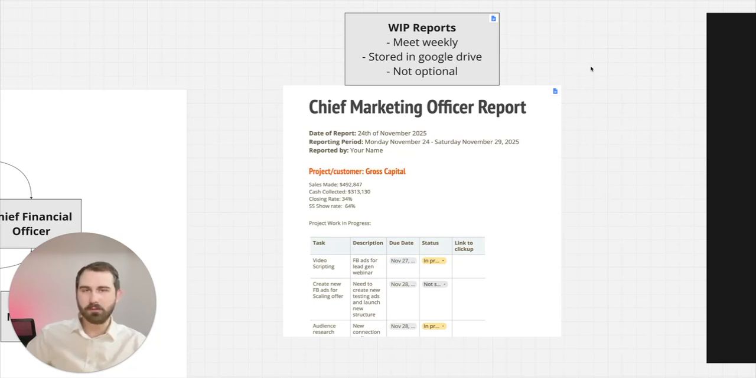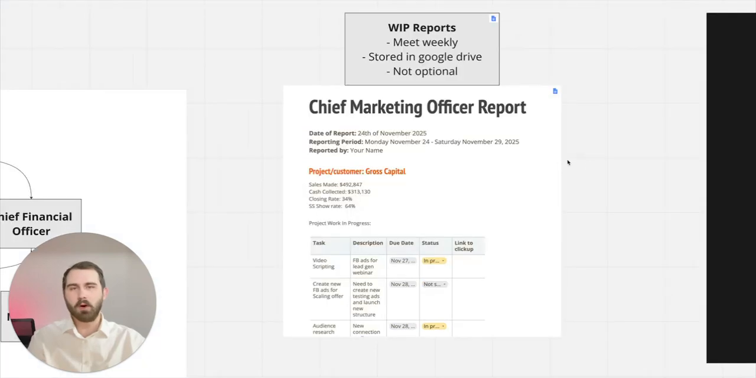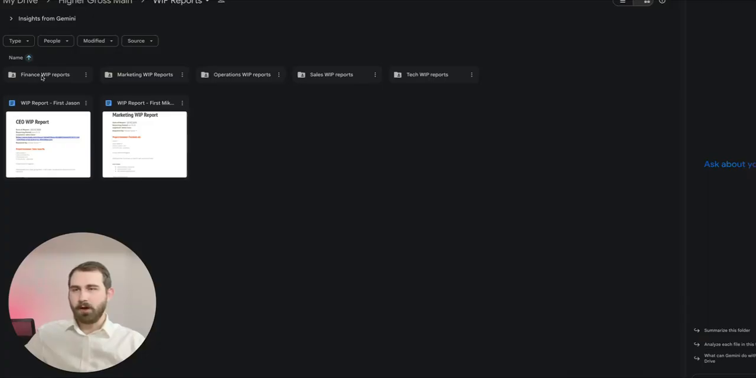We meet every single week, and it's usually scheduled for about 30 minutes, but it goes over. So oftentimes we'll go 45 minutes, maybe an hour, if there's a lot to talk about. And then this is all stored in Google Drive. So we have all these documents in Google Drive, and they're all stored in their own little sections. Here you have finance WIP report, marketing WIP report, operations, sales, and tech.